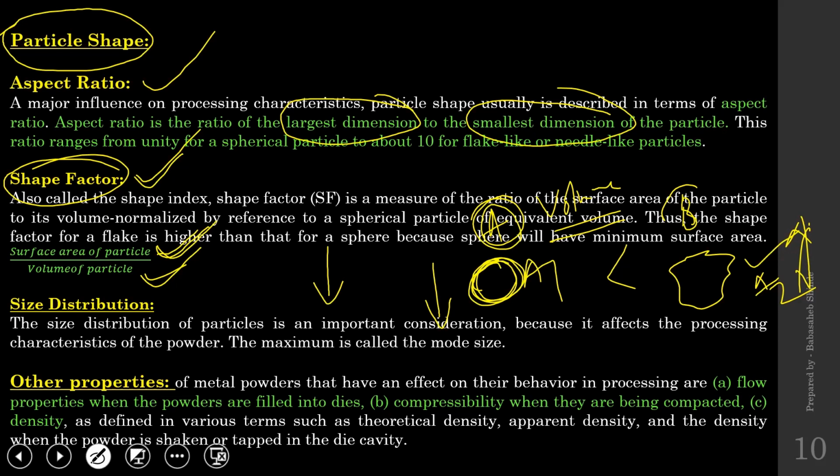So there could be a multiple choice question. Identify the particle shape that has the smallest shape factor. So the answer is going to be the spherical one.